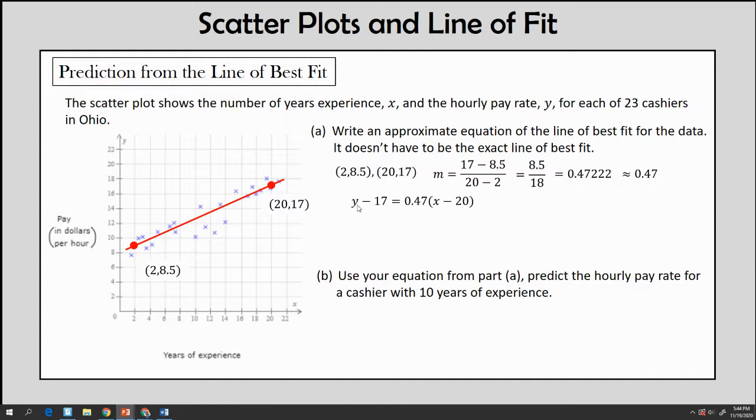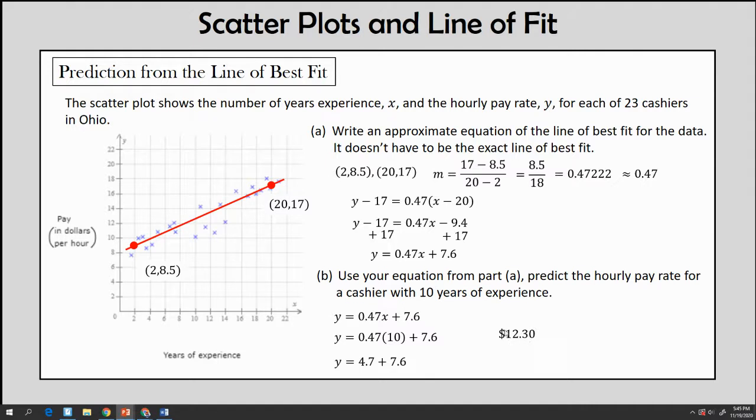Write the equation. Start with point slope. So y minus y1 equals m times x minus x1. Distribute. Okay. Add 17. I get y equals 0.47x plus 7.6. There's my equation that represents this line, which represents the line of best fit. Use this equation to figure out how much a cashier with 10 years experience would make. Okay, so I'm going to take my equation. I'm going to replace x with 10. Work the numbers, about $12.30. So if they got 10 years of experience, we'd expect them to make about $12. Come up here, 10, hit my line. It's a little bit more than 12, $12.30.